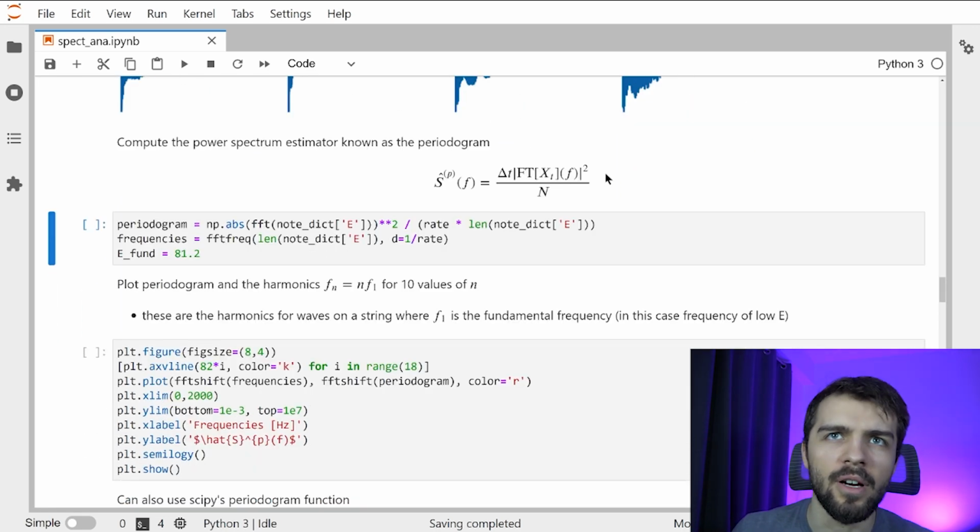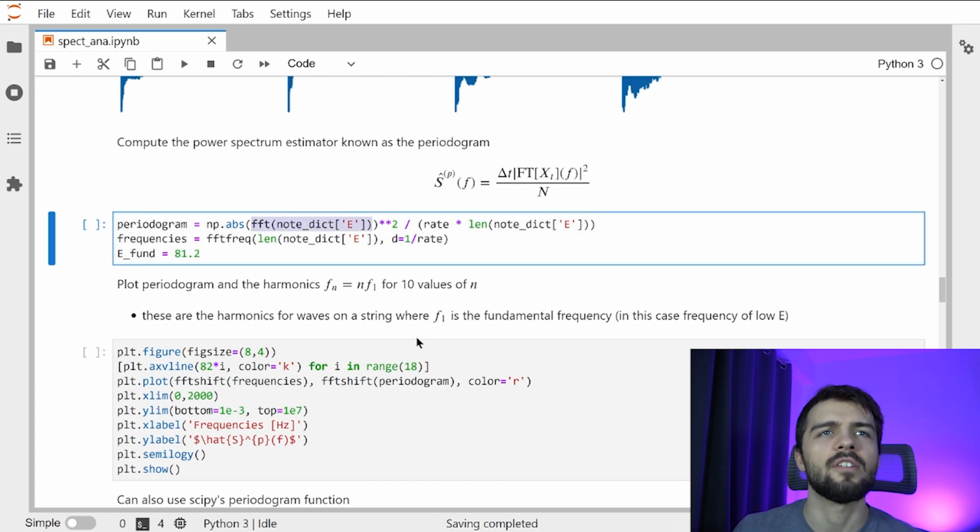So I compute the periodogram just using this formula exactly. I take the Fourier transform of my time series, right? I take the absolute value, then I square it, and I divide by, well, delta t is 1 over the rate, so I can also just divide by the rate times n, which is the length of that time series.